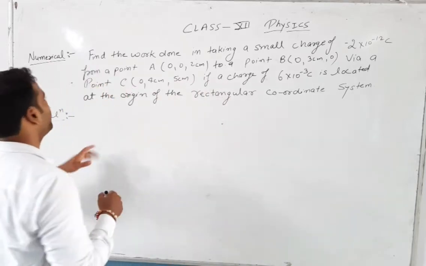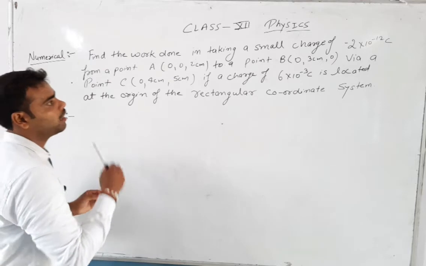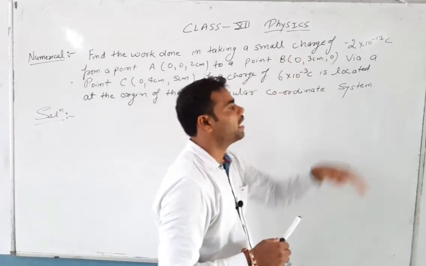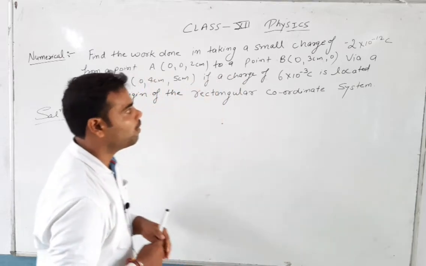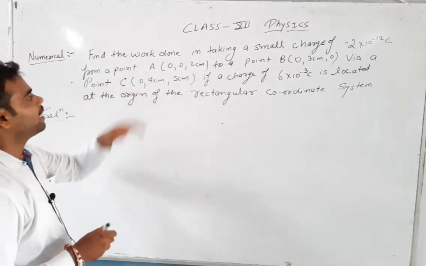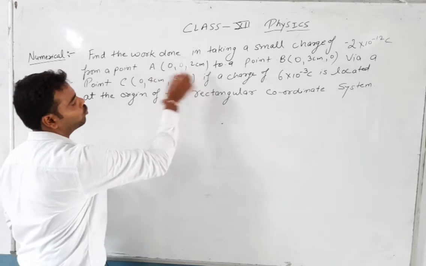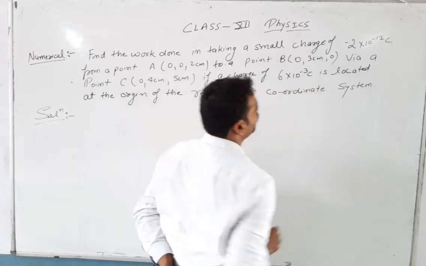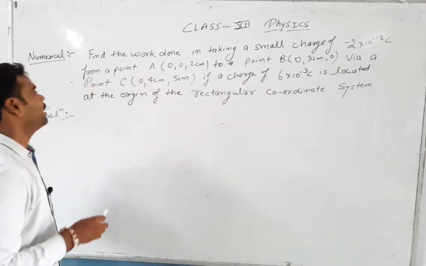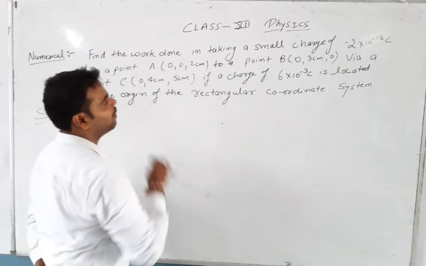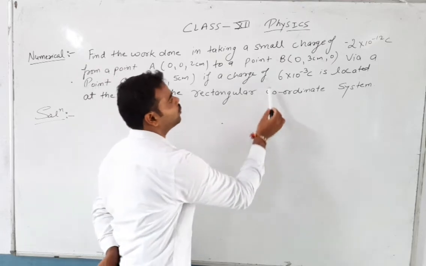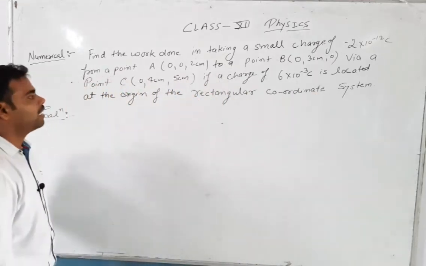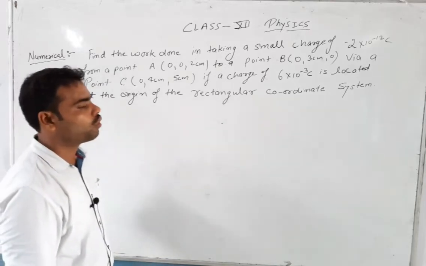The numerical given to us is: find the work done in taking a small charge of -2 multiplied by 10 raised to power -12 coulomb from a point A (0, 0, 2) centimeter to a point B (0, 3, 0) via a point C (0, 4, 5) centimeter, if a charge of 6 multiplied by 10 raised to power -3 coulomb is located at the origin of the rectangular coordinate system.